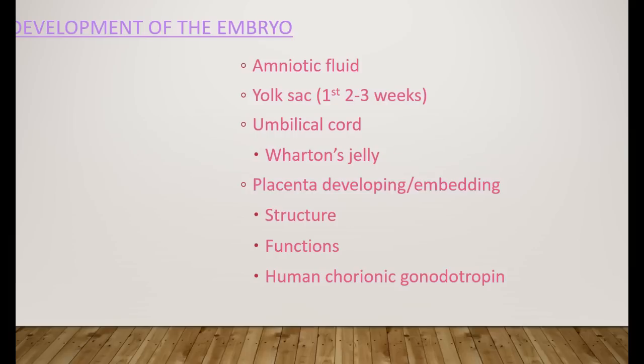Once all this is dividing and replicating and dividing more, embedding into the uterus, it starts to develop the amniotic fluid. All those cells are going to develop and have a yolk sac. That yolk sac is there for the first 2 to 3 weeks, and that is actually what feeds this whole thing and provides nutrient to this developing fetus prior to that placenta getting fully embedded and fully developed.